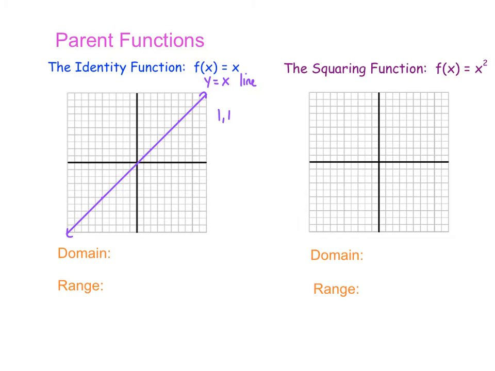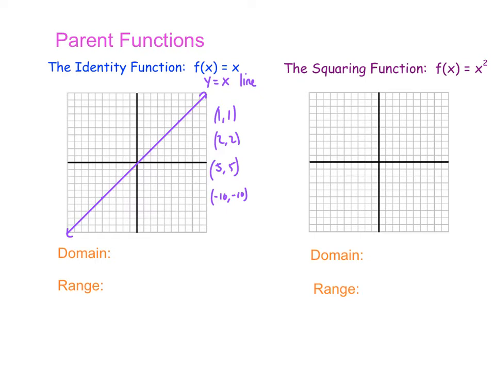Right, so like 1, 1, 2, 2, 5, 5, -10, -10. That's why it's called the identity function, because the x's and the y's are the same thing. They're identical. So identity function, y equals x, f of x equals x. It's a straight line, top right to bottom left. It's the most basic line there is.